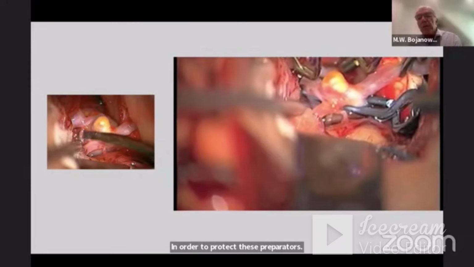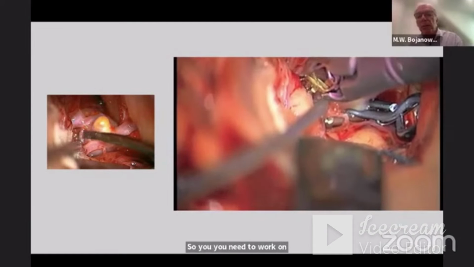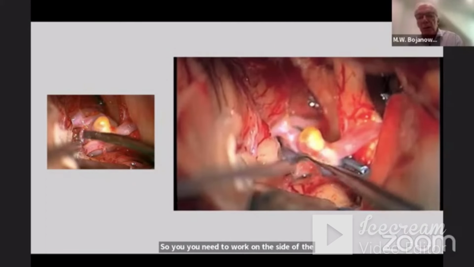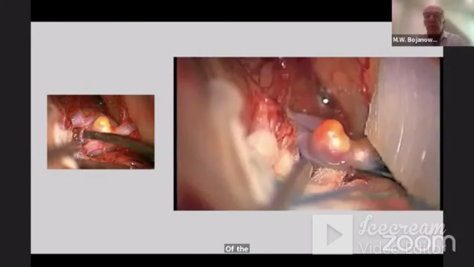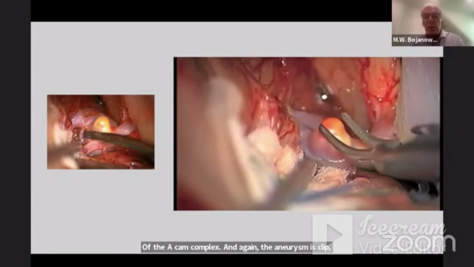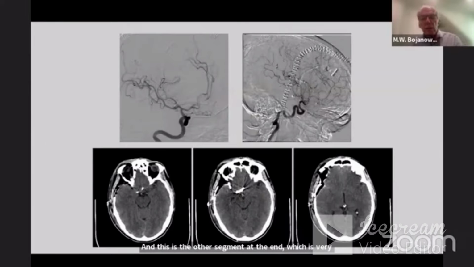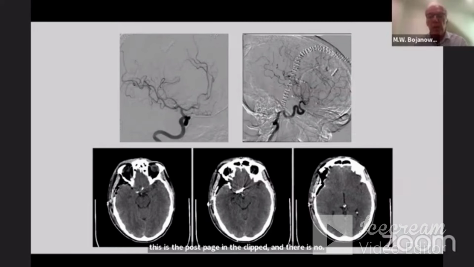Okay, so you need to work on the dorsal side of the ACOM complex. And again, the aneurysm is clipped, and you can see how nicely the perforator is preserved. And this is the other segment of the aneurysm, which is very easy to clip. And this is the post-op. The aneurysm is clipped, and there is no lacuna or infarction or something like that.